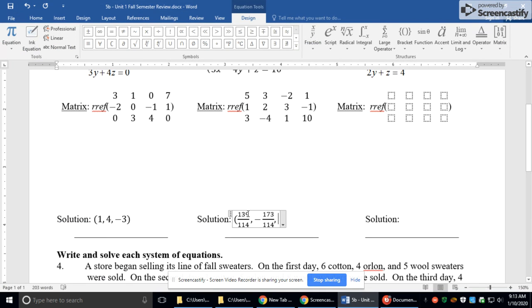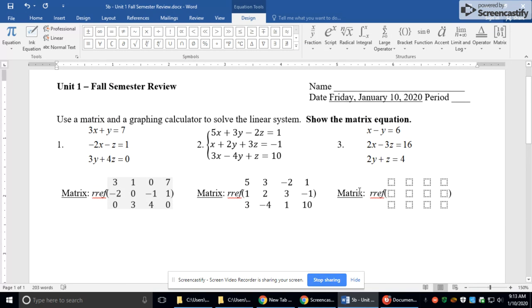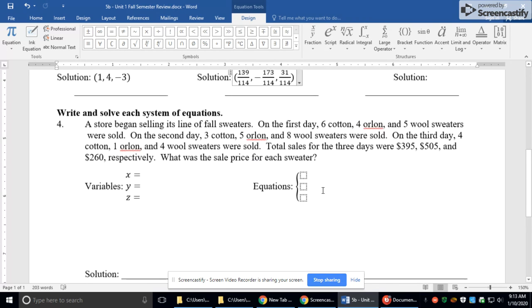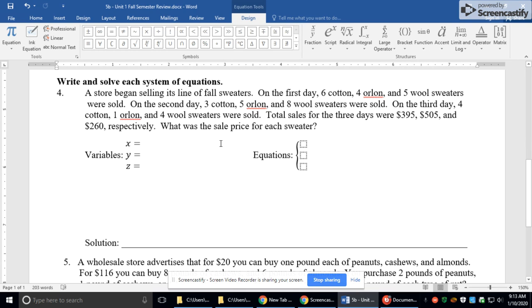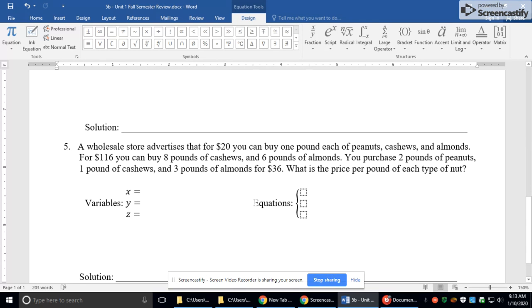And then 31 over 114. So 31 over 114. And that's it. So I'm going to leave number 3 for you to do on your own. And then I'm just going to get down to number 4. All right. And then you can do number 5 on your own.